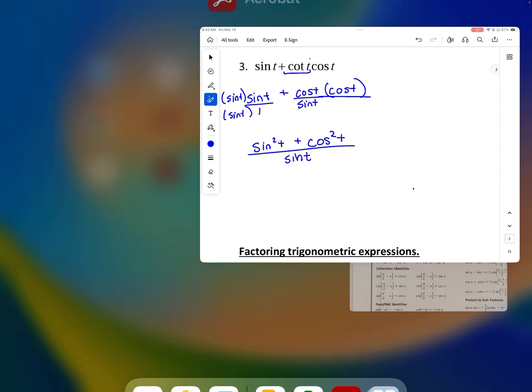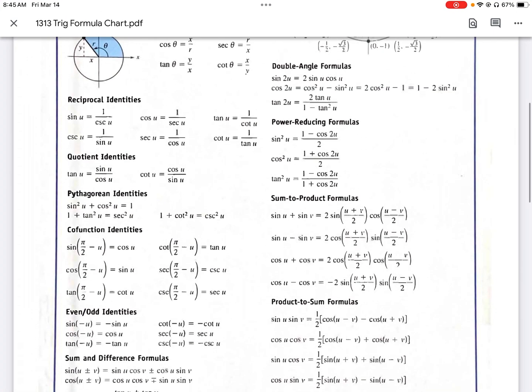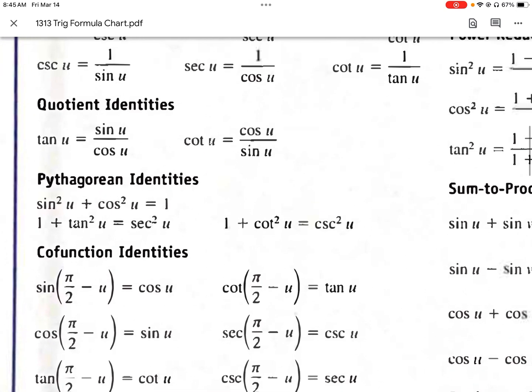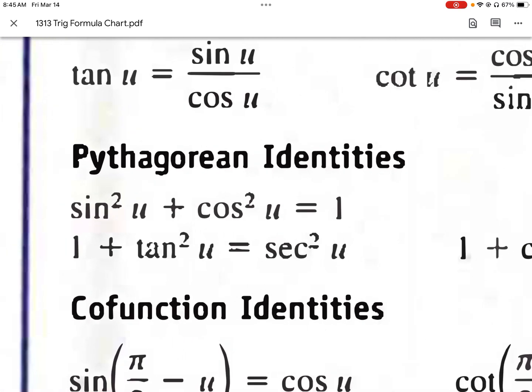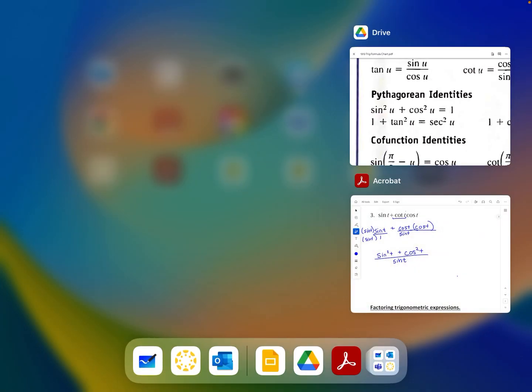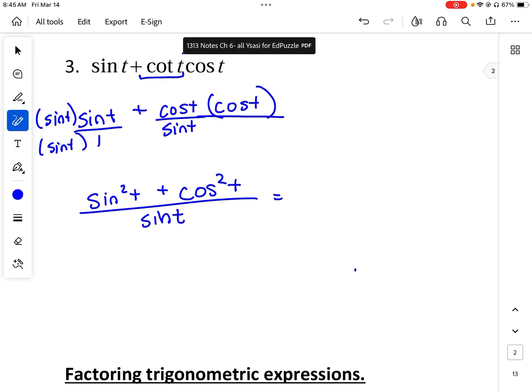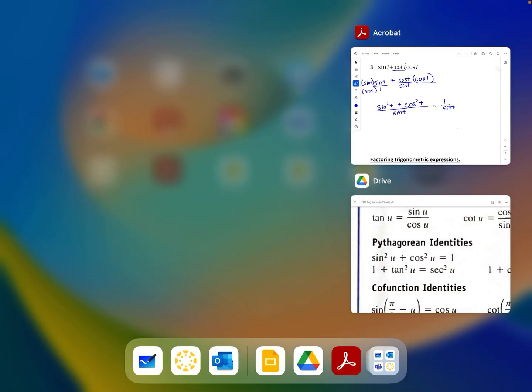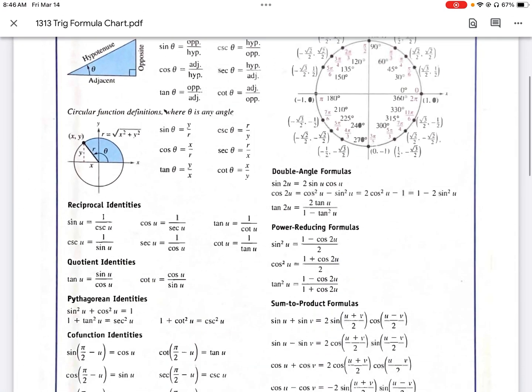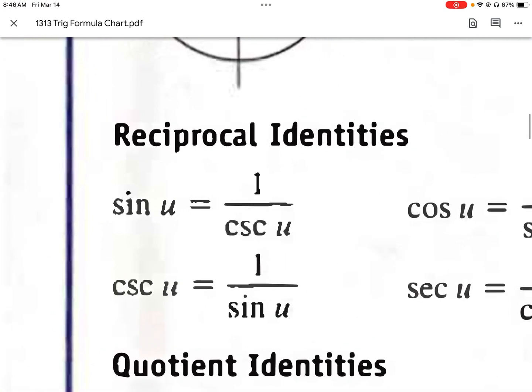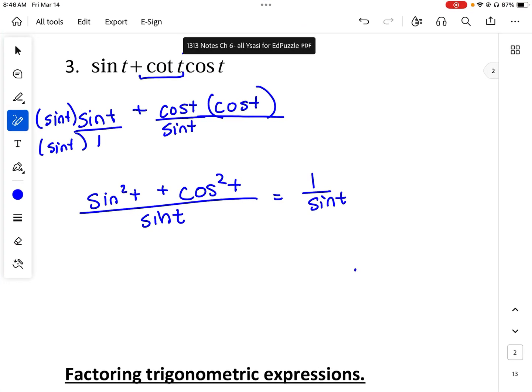That's a lot better. All right, I feel like I've seen this before, so let's look at our Pythagorean identities. And we have this: sine squared u plus cosine squared u equals 1. So this whole thing equals 1. So 1 over sine t. That is not as simple as we can go, because if we can get just one trig function, that would work better. So I know that cosecant is 1 over sine. So if you look over here, 1 over cosecant is sine.